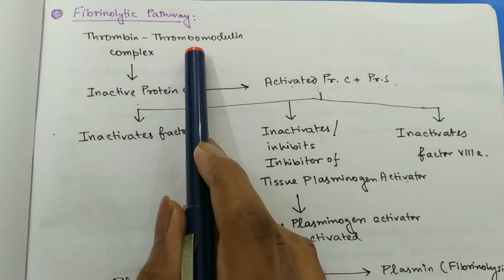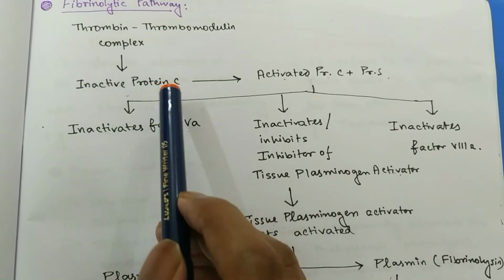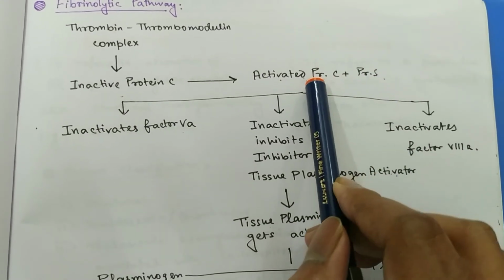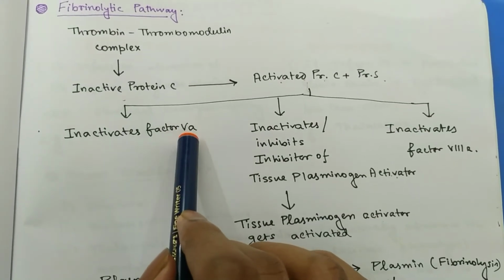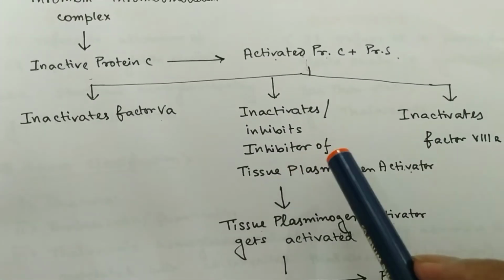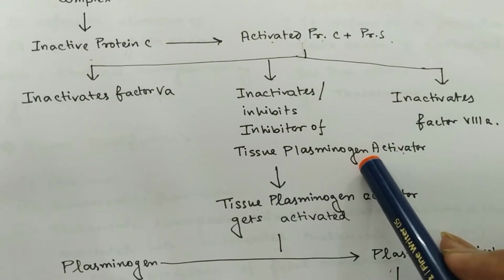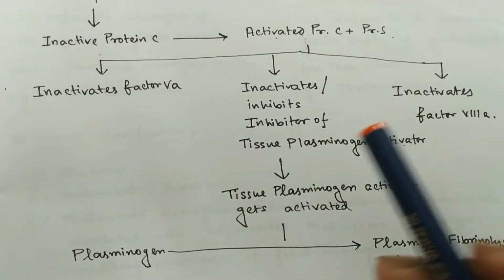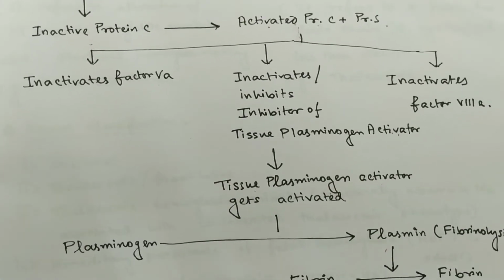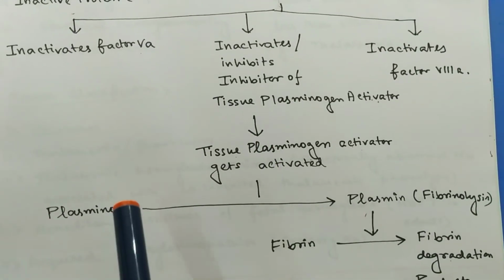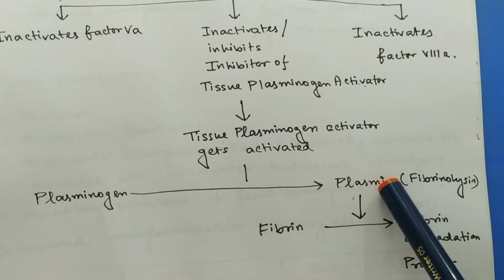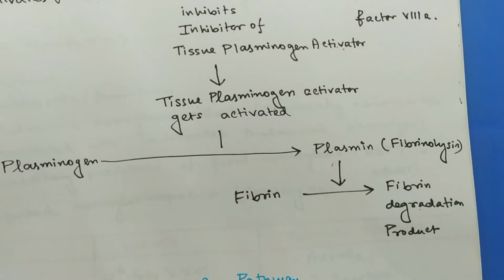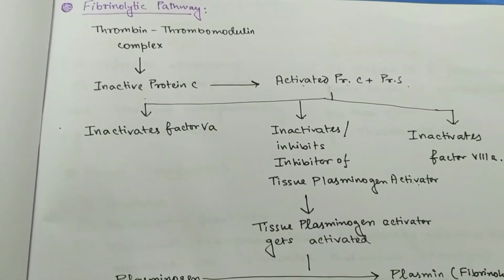When thrombin thrombomodulin complex formation occurs, this will activate the inactive protein C into activated protein C and protein S. This activated protein C will inactivate 3 factors, factor 5A, factor 8A, and also the inhibitor of tissue plasminogen activator. As a result of this inhibition of the inhibitor of tissue plasminogen activator, actually tissue plasminogen activator gets activated, and this will now activate plasminogen into plasmin, which is also called fibrinolysin, because it will now lyse the fibrin into fibrin degradation product. So this is the fibrinolytic pathway.